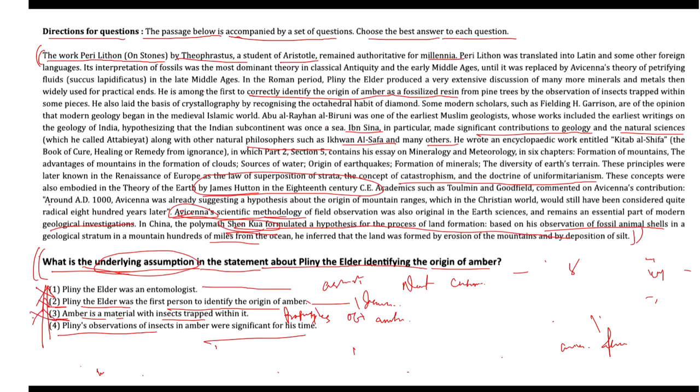Look at option four, where it is stated Pliny's observation of insects in amber were significant for his time. In that case, option four beautifully addresses the significance of Pliny's observation. It is the correct choice because the underlying assumption is that Pliny's observations were significant, otherwise they would not be mentioned in the passage. Observation of insects in amber were significant for his time. So hence, the correct choice is option four.